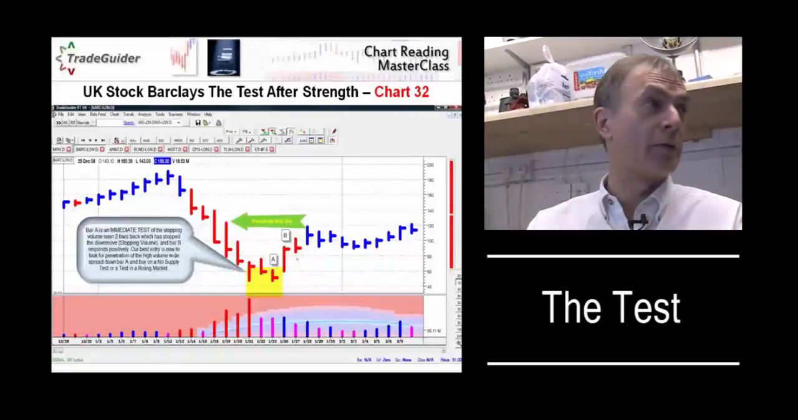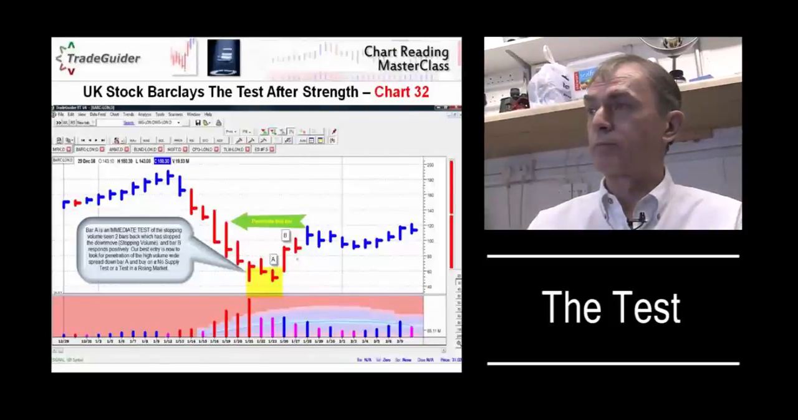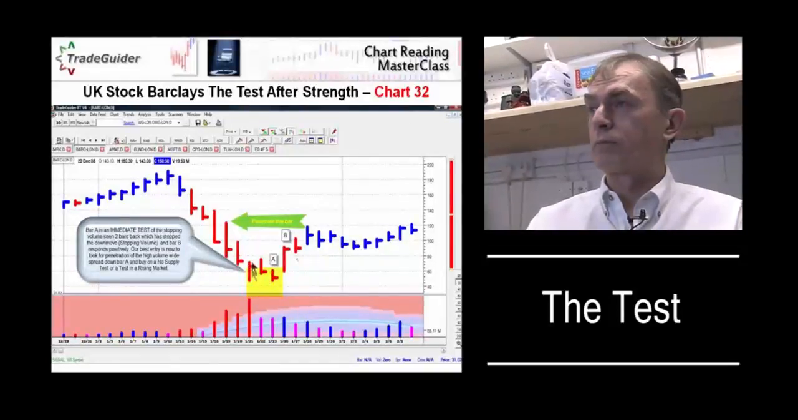Yeah, let me just ask, Alan just says, so to be within the body of the previous bar, the test cannot go above the close of the previous bar. That would be the perfect test. Like here, you see this bar here? Okay, there's your stopping volume.